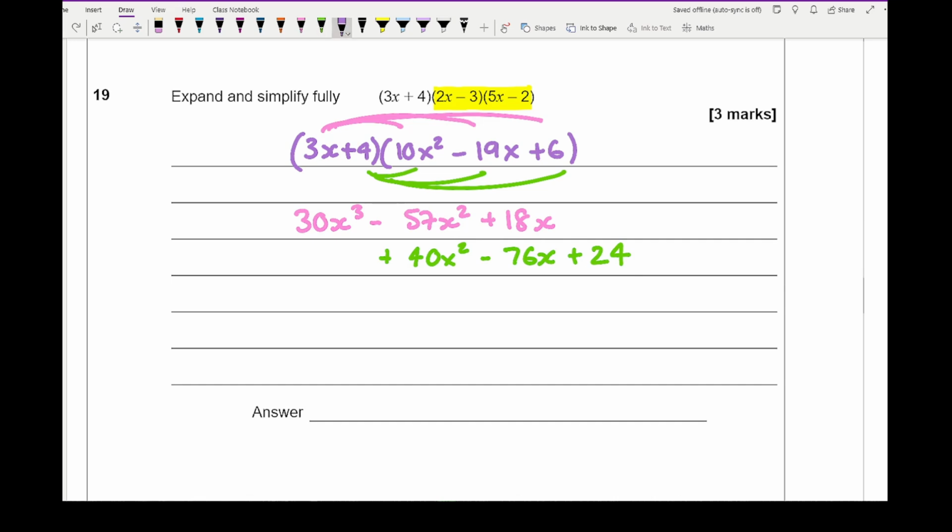Now notice how I've organized my coefficients of x in nice equal columns, and the reason for that is so that it makes it easier when I'm adding those expressions. So what your final answer should look like is 30x cubed minus 17x squared minus 58x plus 24. And there we go.